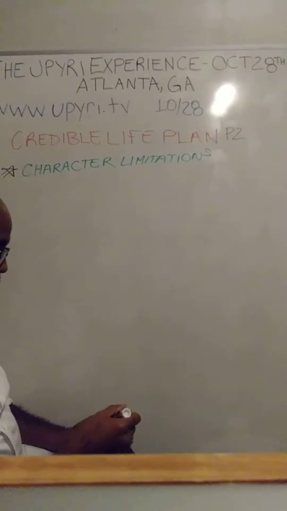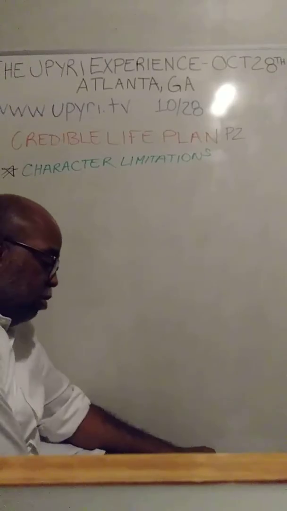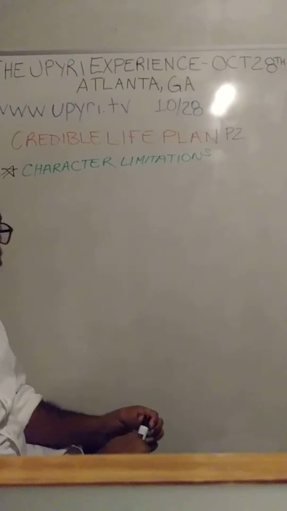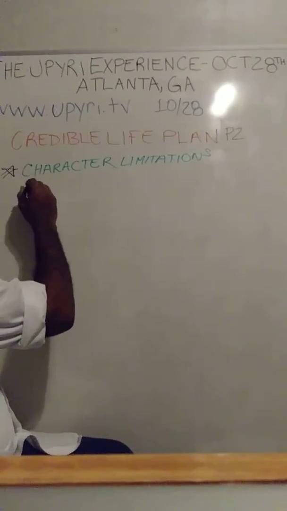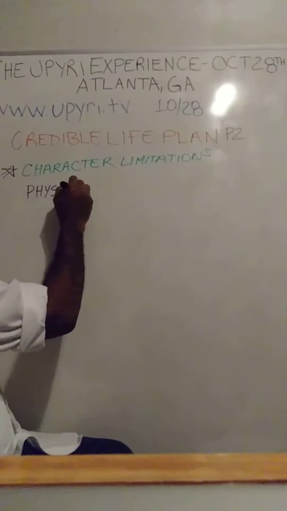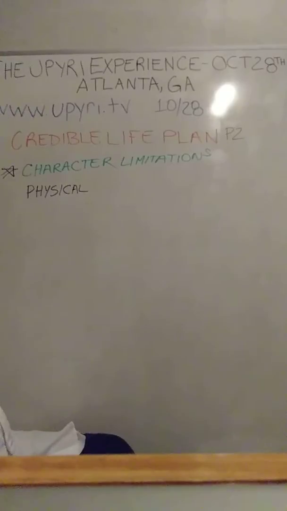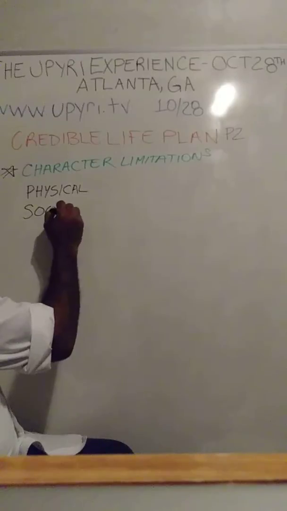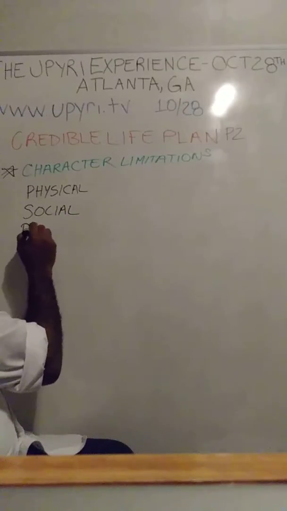Okay, this is kind of up there. So, character limitations. I try to do categories. I feel like if you can get one from each category, you're good. So, physical, just like the character creation sheet. Physical, and then social, and then psychological.